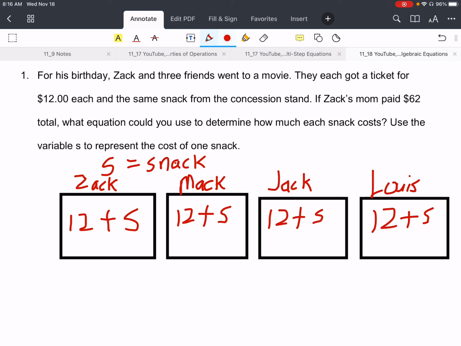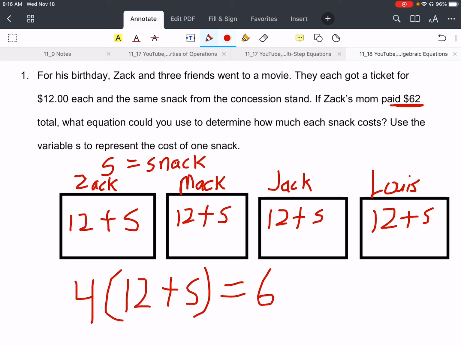So we can write this by understanding that there are four friends, and using the distributive property, we understand that each person, so we can represent with that parentheses, each person spends $12 plus the cost of the snack. So the 4 comes from the number of people, and the 12 plus S represents what each of the 4 people spent. And we know that Zach's mom paid a total of $62. So that is going to equal 62. And that is our final equation.